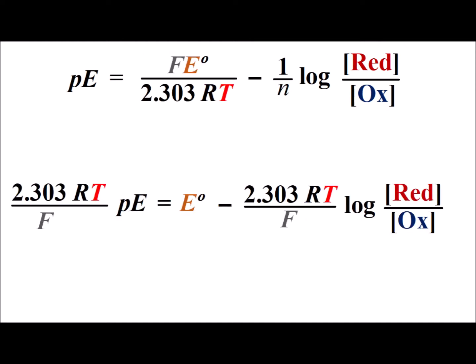While this expression looks messy, we can clear it out a bit by multiplying each side by 2.303 RT divided by the Faraday constant, F, and we get the second equation on the slide.